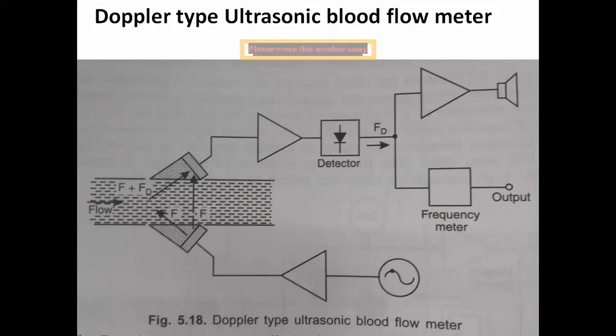one signal will be received directly without any scattering, and another signal will be received with some deflection frequency. That deflection frequency we can call the Doppler component. Here it is FD, the deflection component. This deflection component may be positive or negative, depending upon the direction of the blood flow.